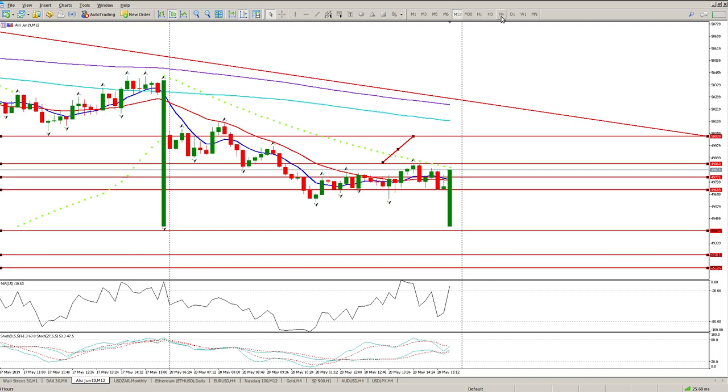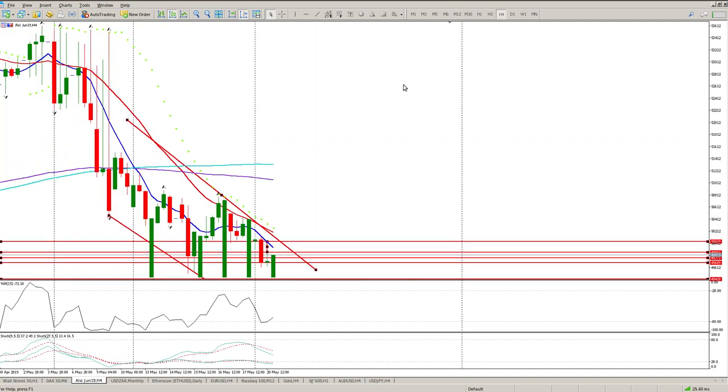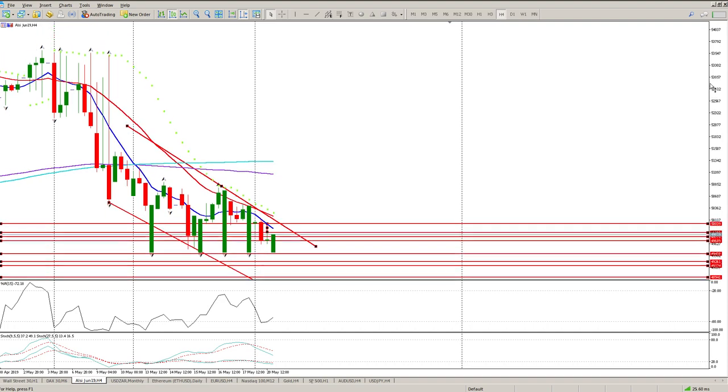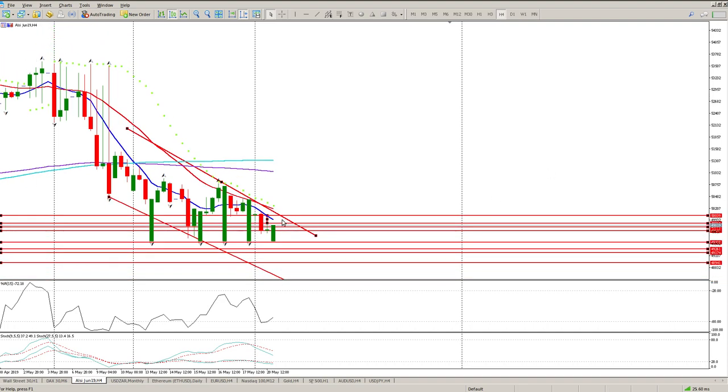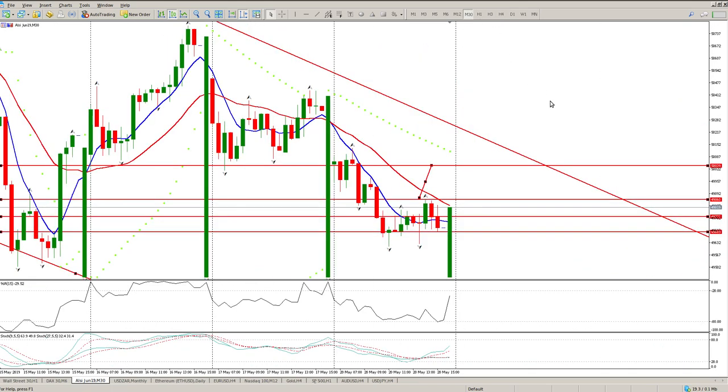Okay, then the other thing that you need to bear in mind is pay very careful attention to this diagonal trend line, which is at 50,040, but I'd look out for 50,039 as a target, but I'd also watch 50,000 for some ambush action there as well. Okay, so that's kind of my view at the moment.